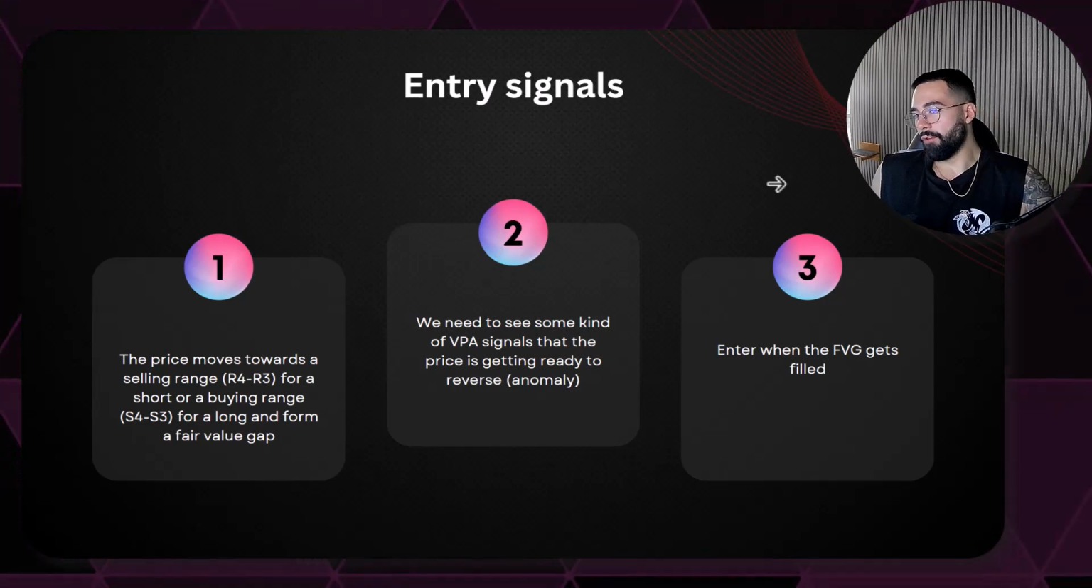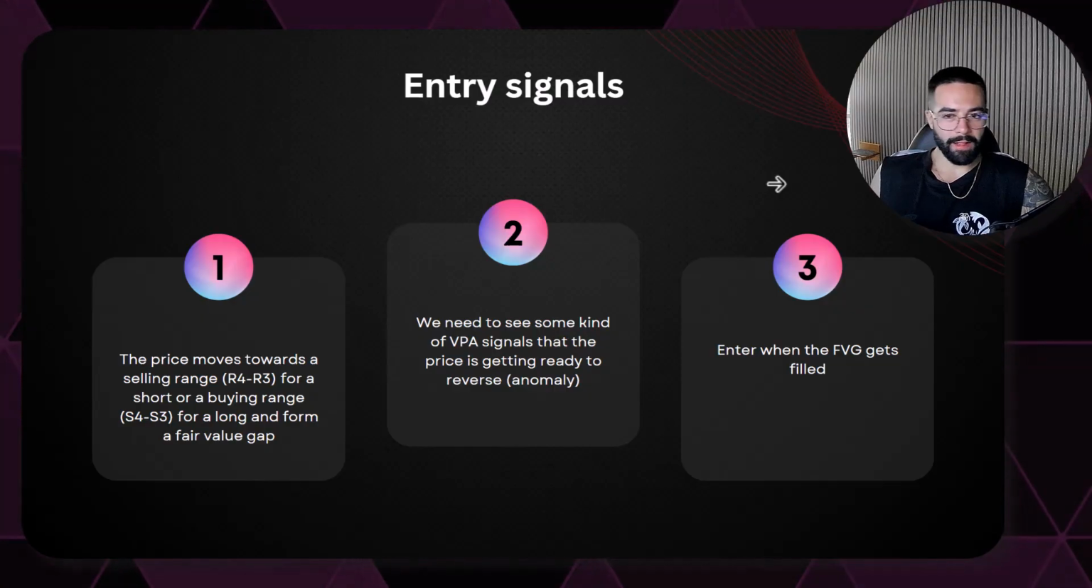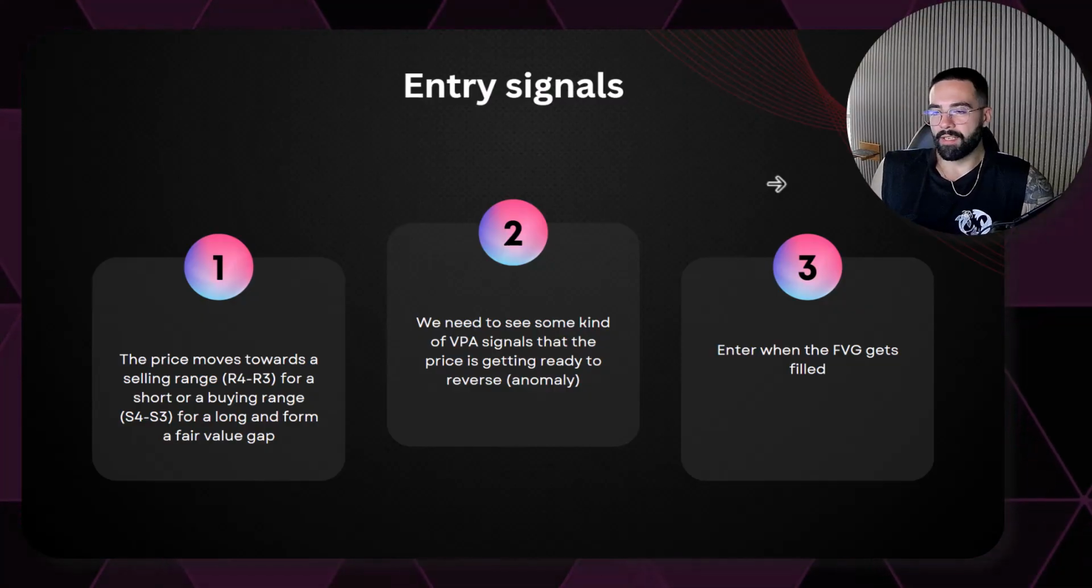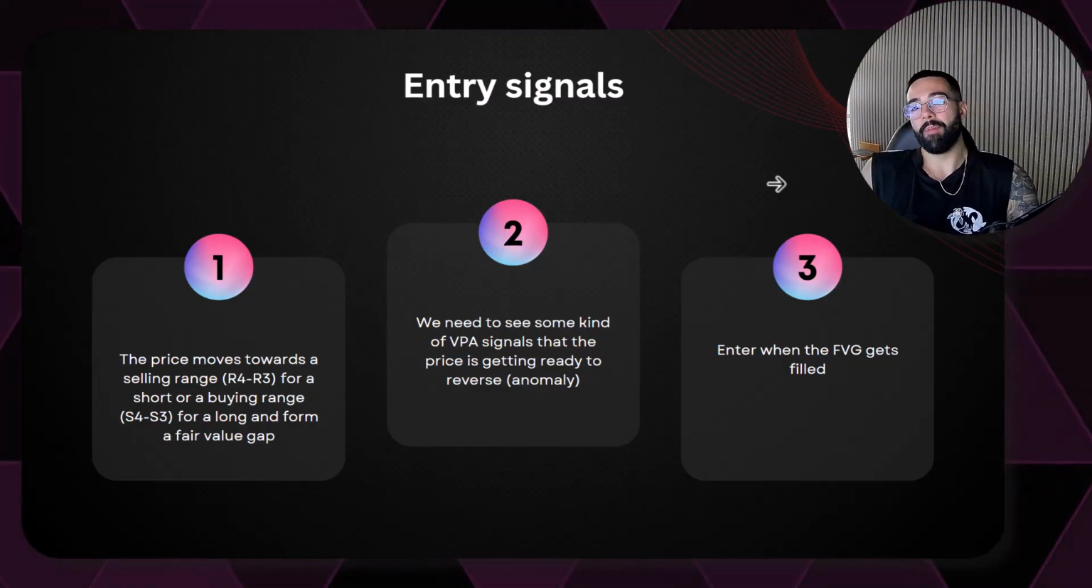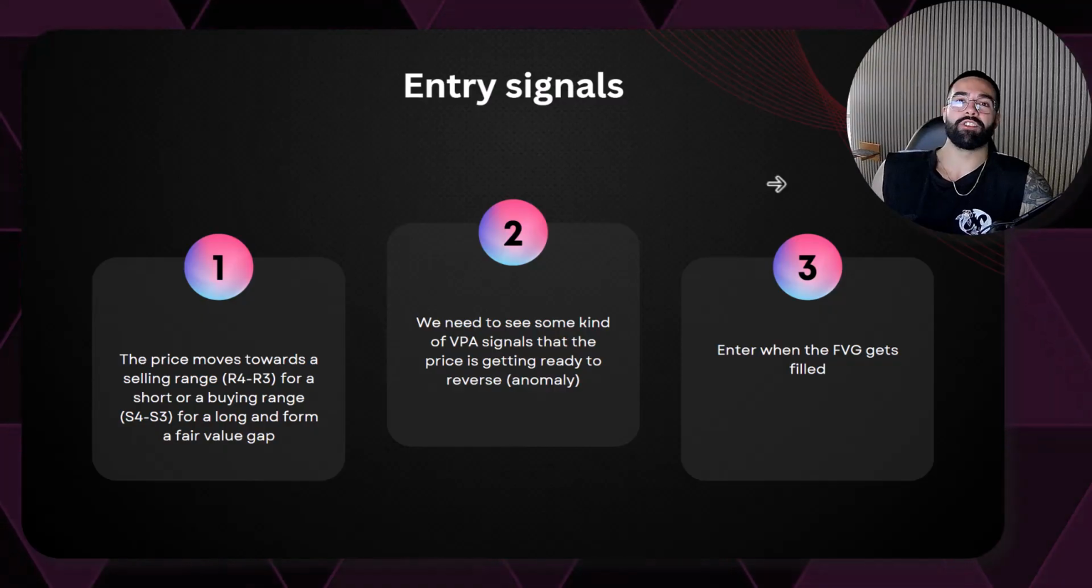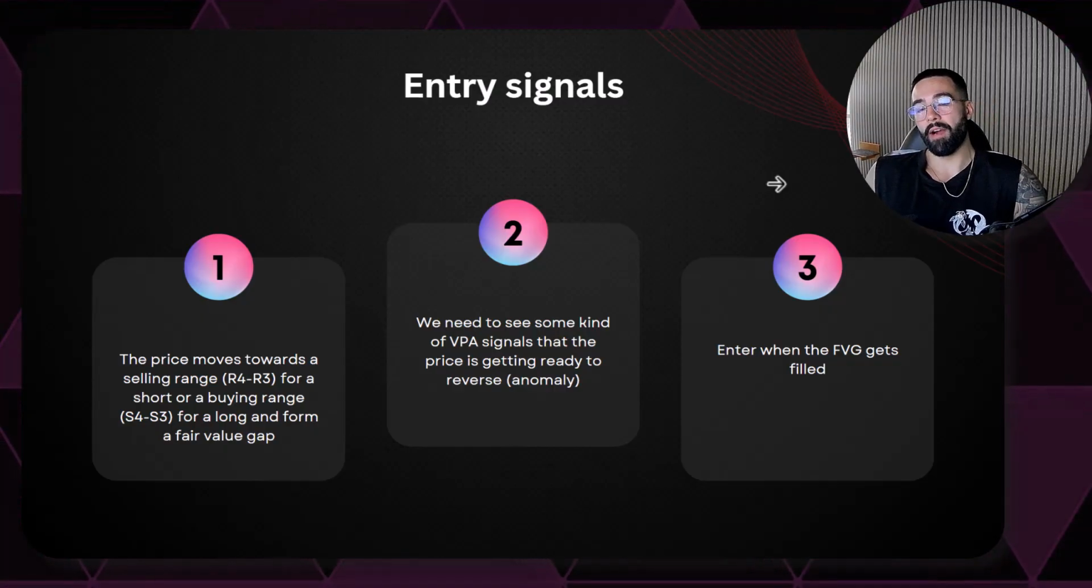If you're confused so far by what I mean with the fair value gap, how I enter a trade, just stick to the presentation. I'm getting there in a bit with some examples of how it actually looks on a real chart and where I took some real trades.